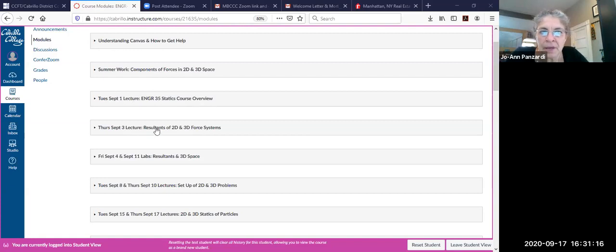Then the next topic that we did after components was resultants. And we did resultants by summing up, doing it all vectorially. And then the third topic we did was setting up the problems, 2D and 3D statics problems. And now the fourth topic is actually doing the statics of particles problems.